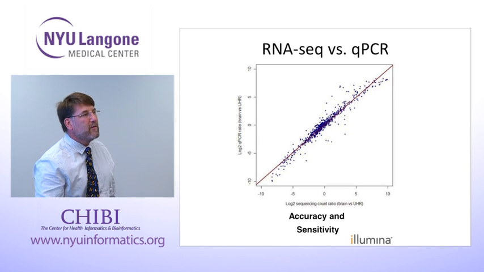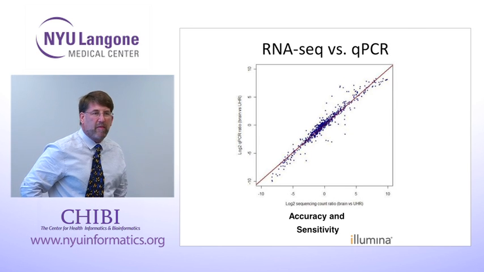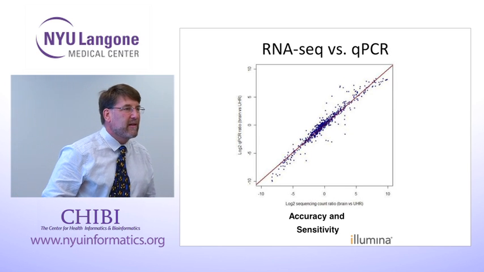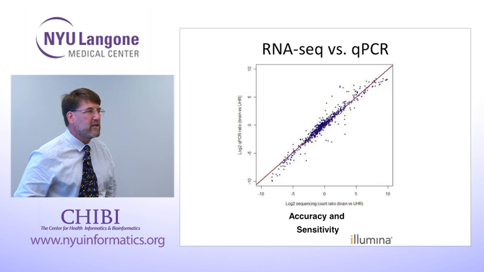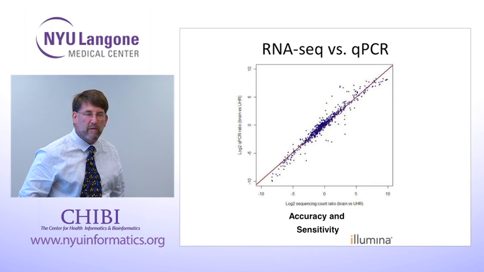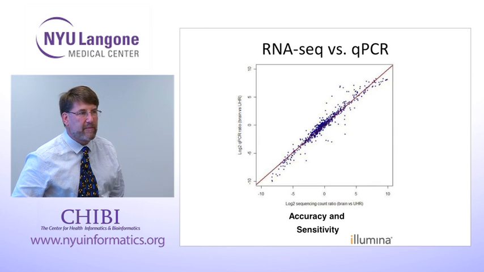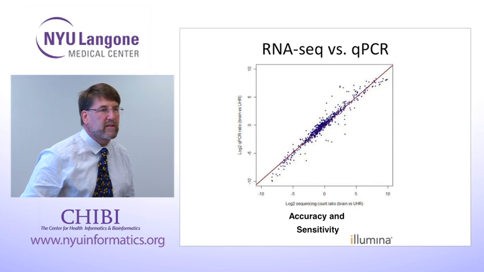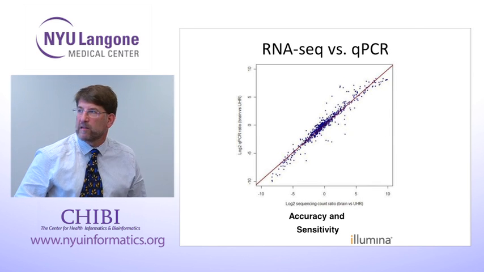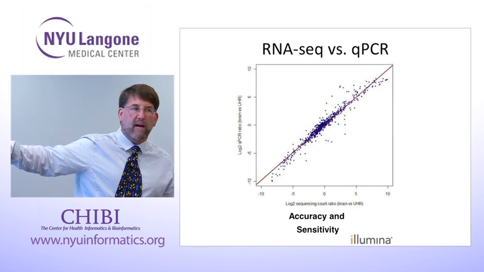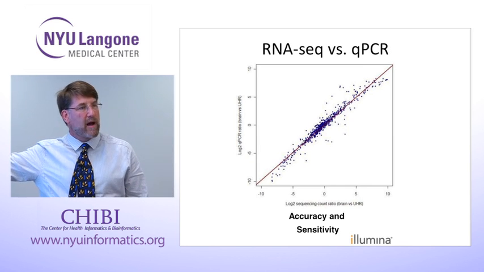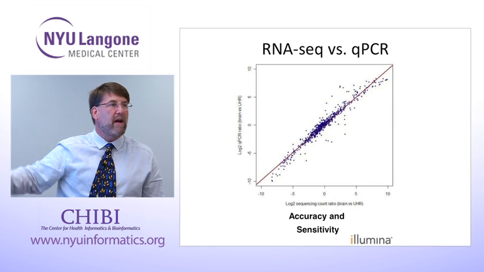This is a slide from Illumina showing that their RNA sequencing is very comparable in terms of measuring gene expression and measuring differential expression compared to quantitative PCR, which is considered the gold standard for measuring gene expression. So same sample measured, or same pair of samples measured on qPCR and RNA-seq, very high correlation.